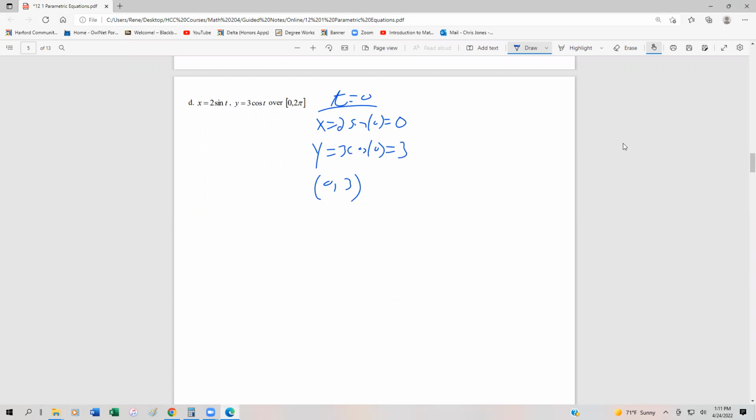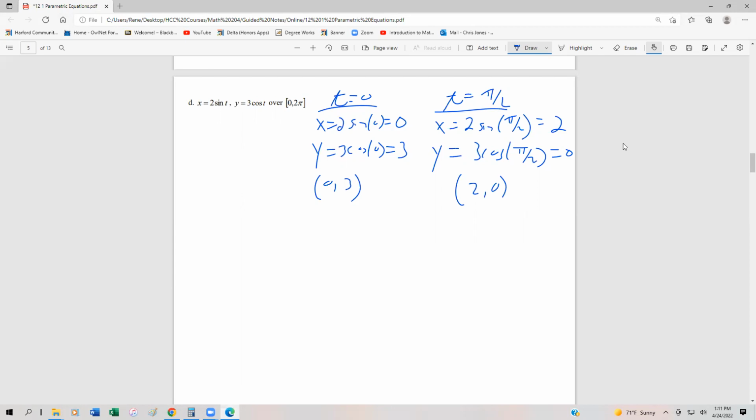Now, sometimes it's helpful to get a few points in between. Then you can go ahead and eliminate the parameter. So let's use t equals pi halves. That would be x equals 2 sine of pi halves, which is going to be 2, since sine of pi halves is 1. And then y is going to be 3 cos of pi halves, which is 0. Again, we get some other points on here. So another point is (2, 0). So just kind of giving you an idea of a few points.